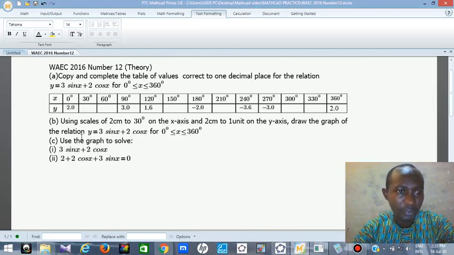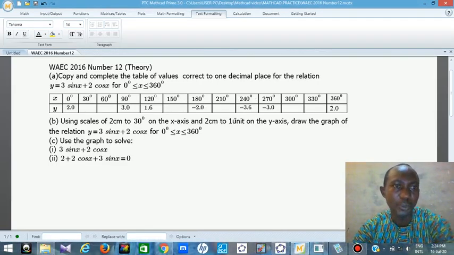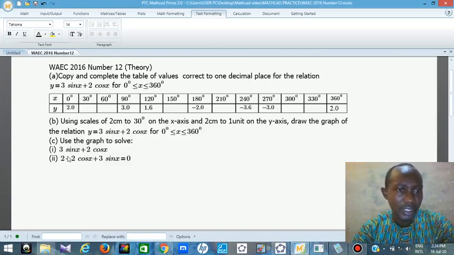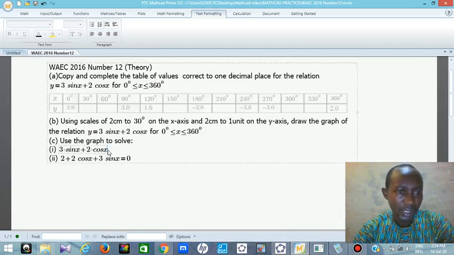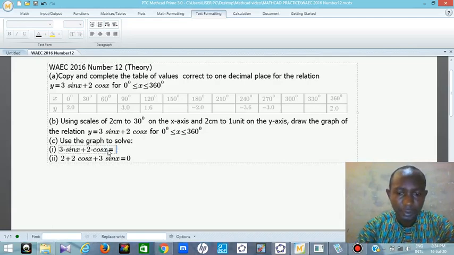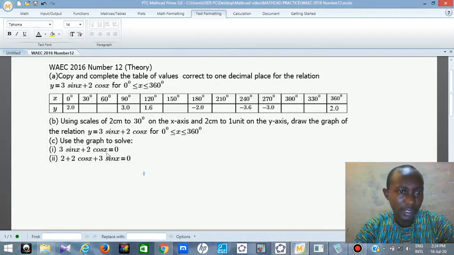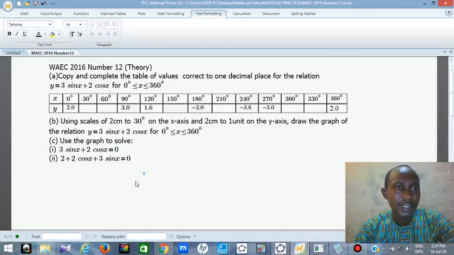Then we should draw the graph of the relation y = 3 sin x + 2 cos x, which is this relation, and that is the table we have, the incomplete one here. Then from the graph, we can solve these two questions: 3 sin x + 2 cos x, then 2 + 2 cos x + 3 sin x = 0. So we can solve this. I think this place there is equals to 0 here. Let me put it there. Yes, equals to 0 in this place. So 3 sin x + 2 cos x = 0.